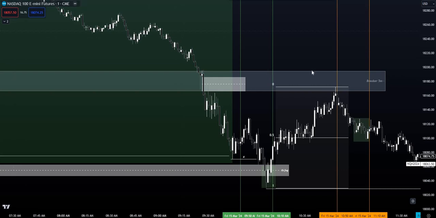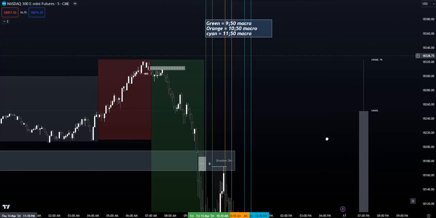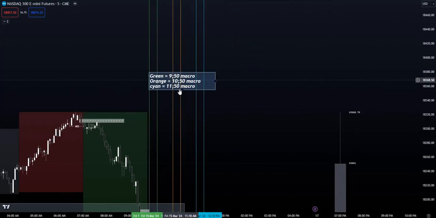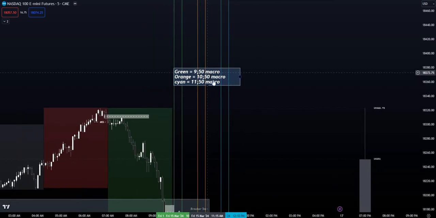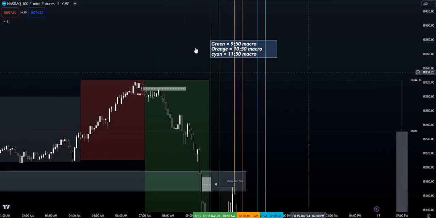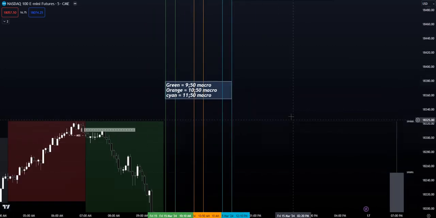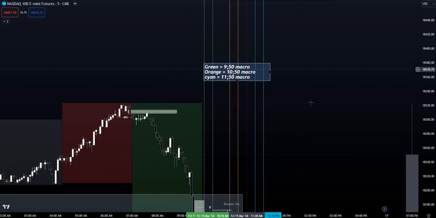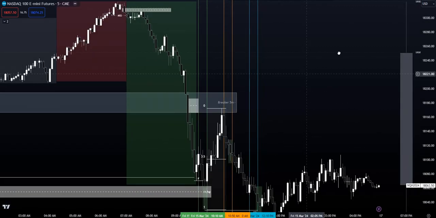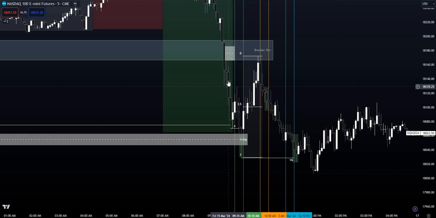After 9:30 happens, if you do not have a setup at 9:30, what I want you guys to be looking at is the 3 macro times. 9:50 macro, 10:50 macro, 11:50 macro. These 3 macro times are the macros that are going to be focused for us when we don't catch that setup. So next thing we want to be looking for after 9:30 is the 9:50 macro time.